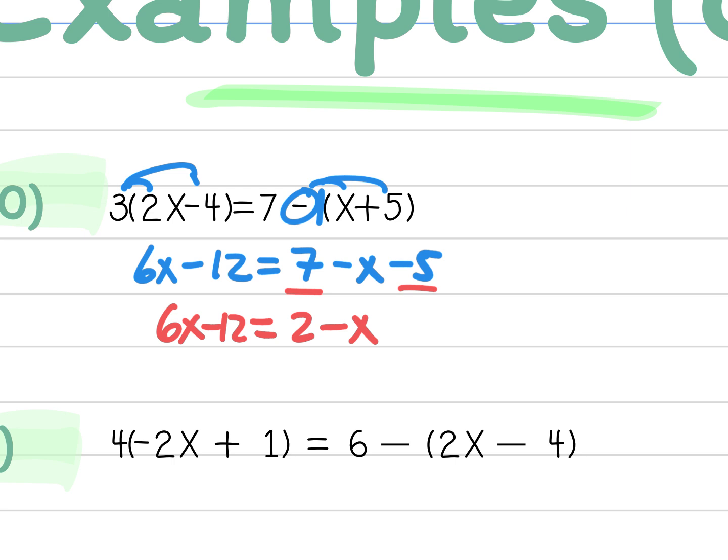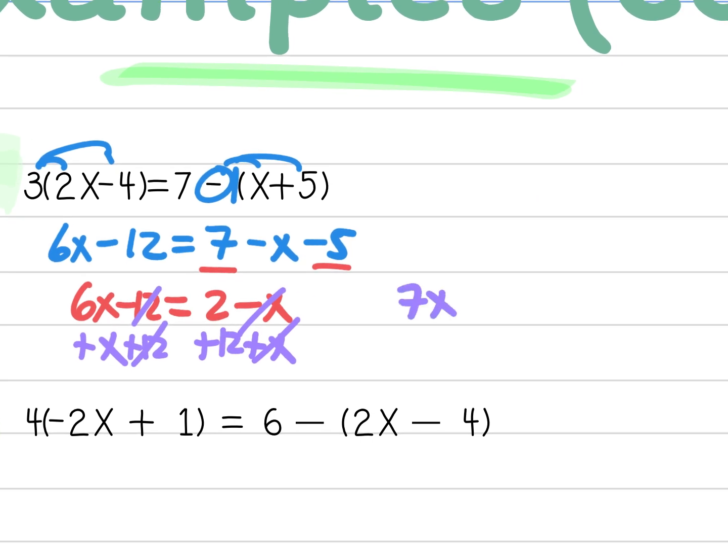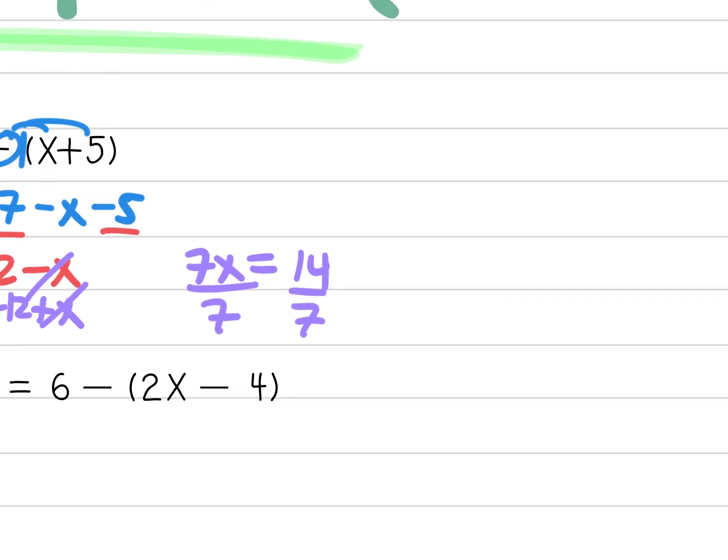So let's get our variables on one side, constants on the other. Let's add the x on both sides, and then add the 12 on both sides. Then 6x plus x is going to get us 7x, and 2 plus 12 is going to get us 14. And then we want to divide both sides by 7, and finally we get 2 as our answer.